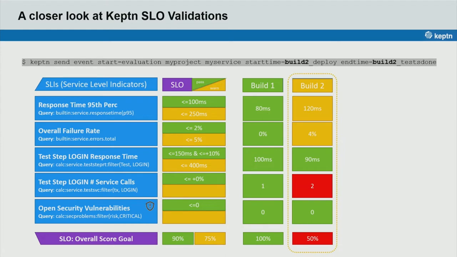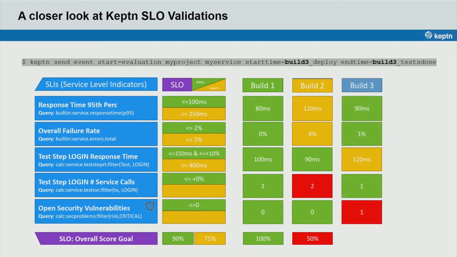So we're getting fewer points, and therefore immediate feedback that this build should not go all the way through, because we would end up making twice as many calls to the backend service once this goes into production. I get immediate feedback, maybe I fixed the thing, build number 3 comes along, it looks like I fixed the performance problems, I brought the number of service calls back to 1, but all of a sudden I've introduced a security vulnerability.